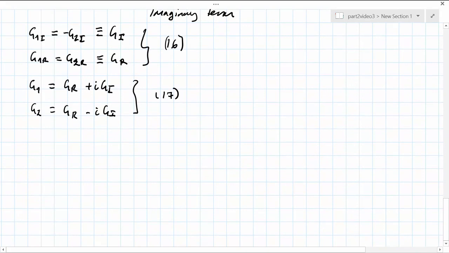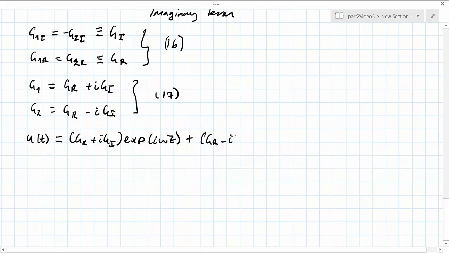With this, equation 13 now becomes u(t) is equal to gr plus I gi times the exponential of I omega t, plus gr minus I gi times the exponential function of minus I omega t.